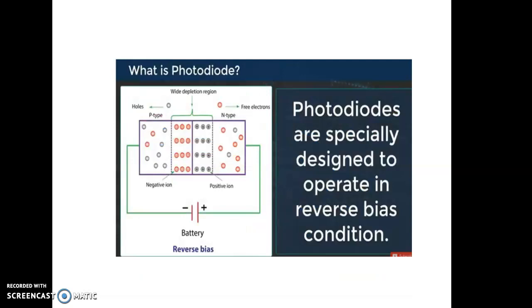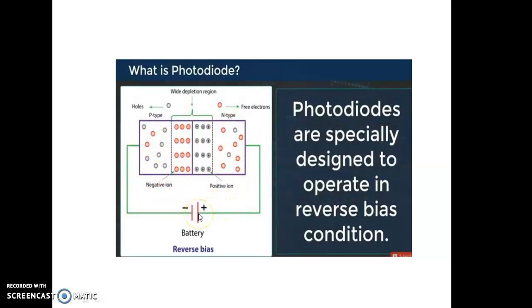What is a photodiode? Photodiodes are specially designed to operate in reverse bias condition. So, we have N-type electrons and P-type holes. Electrons are the majority carriers, so they move from N-type to P-type, and it leaves charge in the depletion layer. We have the electric field with N-type positive and P-type negative, and P-type is connected to the negative of the battery, N-type is connected to the positive of the battery.